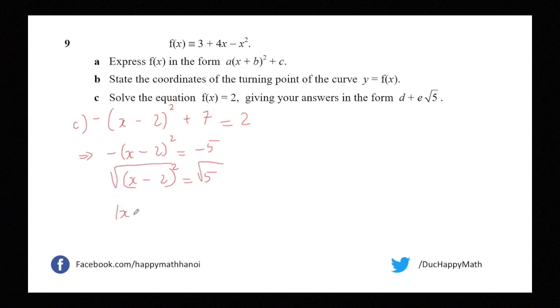This will give you the absolute value of x minus 2. And when you break the absolute value, in an easy way, x minus 2 will be equal to square root of 5 and minus square root of 5. So from this, x will be equal to 2 plus square root of 5, and the next one equal to 2 minus square root of 5.